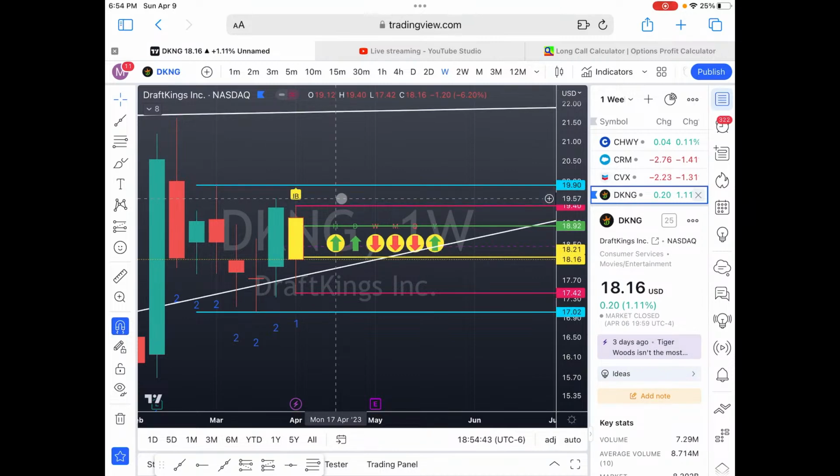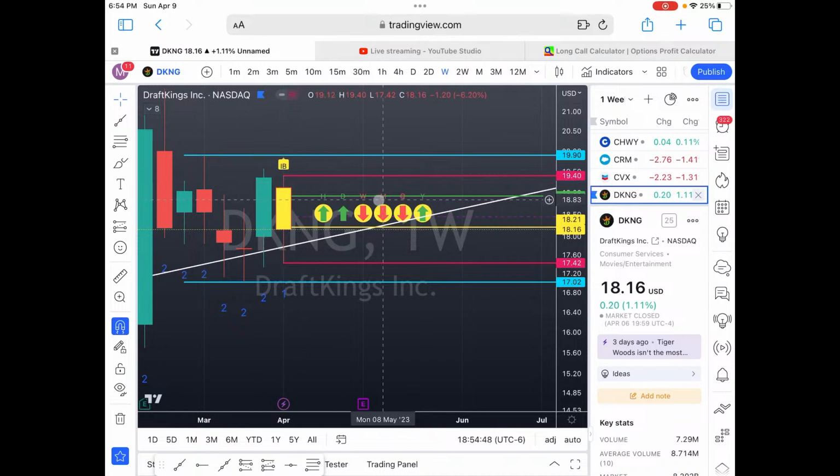DraftKings, with the inside bar, there was also a setup on the daily for DraftKings. So inside bar, we can look for calls at 1940, puts at 1742. We also have a setup on the daily. There's our trigger. There's our target on the daily.